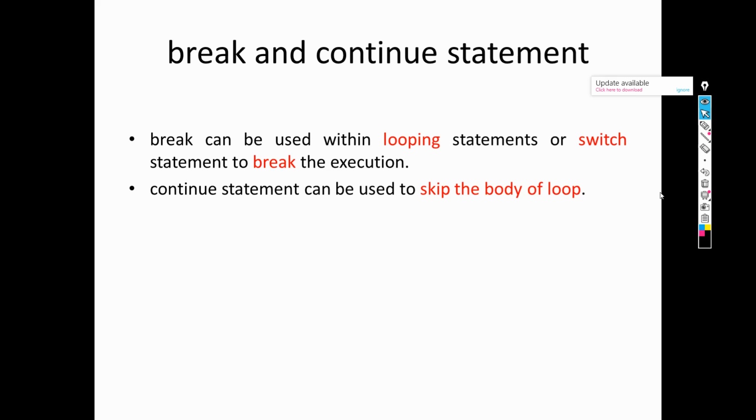Now the next is continue statement. Continue statement can be used to skip part of the execution of the body. Suppose there are 10 statements within the body of the loop. Suppose I have written a for loop, and the body of the loop contains 10 statements. In some cases I want to skip 3-4 statements. That can be done with the help of continue. If I write continue, then for that particular iteration these 3-4 statements will not be executed, or once continue is executed, it will directly jump to the next iteration.